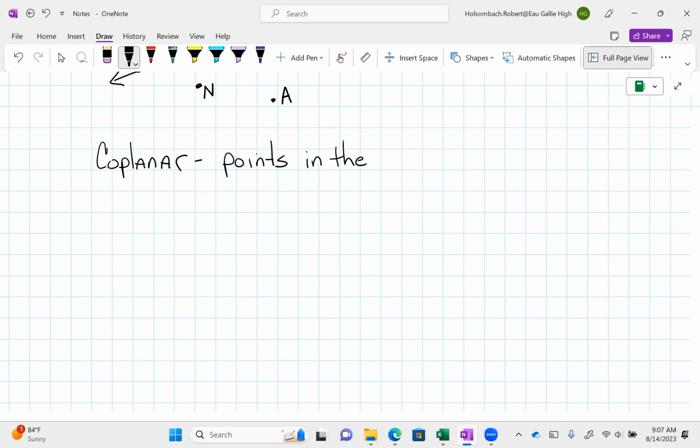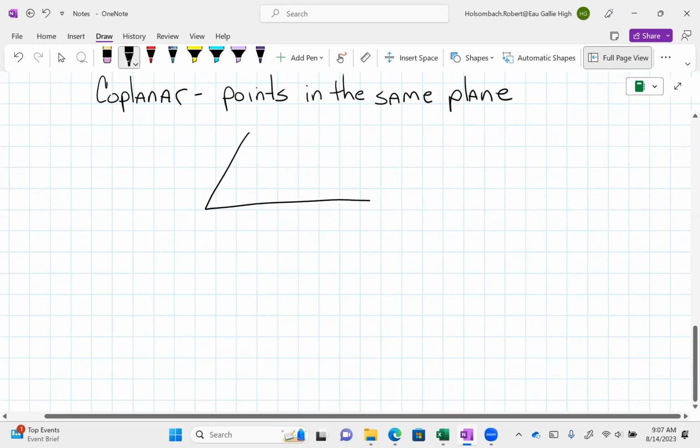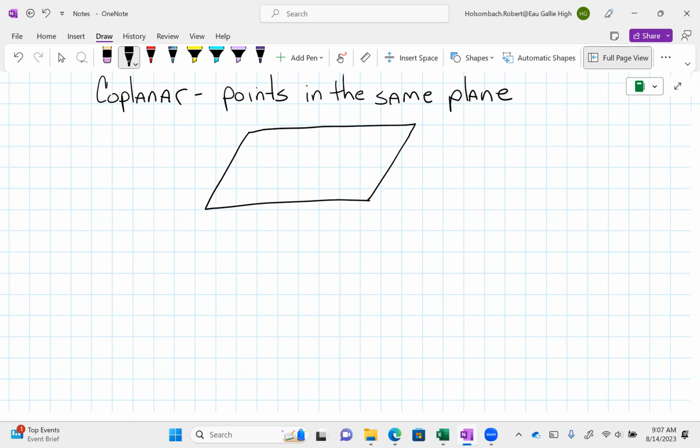In the same plane. Points that are in the same plane. If we draw a plane, call it plane M. If we put points A, B, C in the plane, then points A, B, and C are coplanar. They lie in the same plane. They're all in plane M.